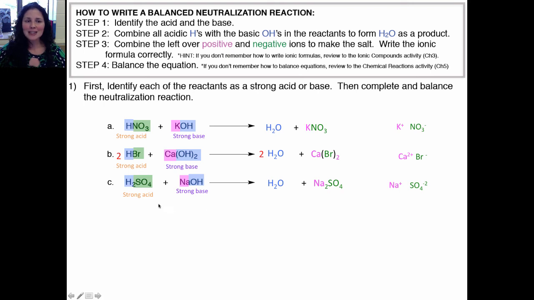Balance by balancing the non-hydrogen and non-oxygen atoms first. So I'll focus on sulfur and sodium for this example. The sodiums are unbalanced because there are 2 sodiums in the product and only 1 sodium in the reactants. So I'll add a 2 in front of sodium hydroxide. Now my sodiums are balanced, and my sulfurs are also still balanced.